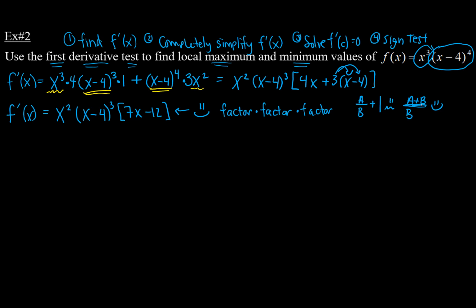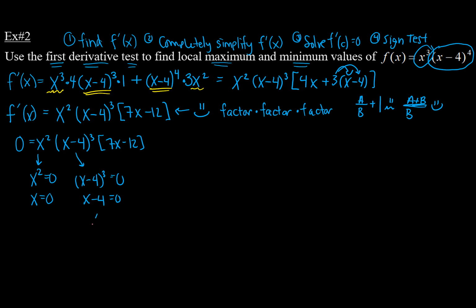All right, so I'm going to set this equal to 0. So it's completely simplified. Let's set it equal to 0. So I'm looking for my critical numbers. Okay, so this means that each factor needs to be set equal to 0 and solved. So x squared equals 0, that means that x is equal to 0. If I have x minus 4 to the power of 3 equals 0, that means that x minus 4 is equal to 0, which means that x equals 4 is where the sign is changing.